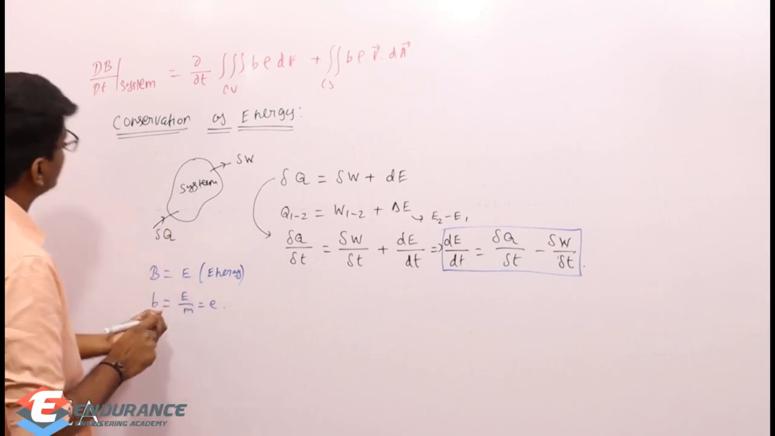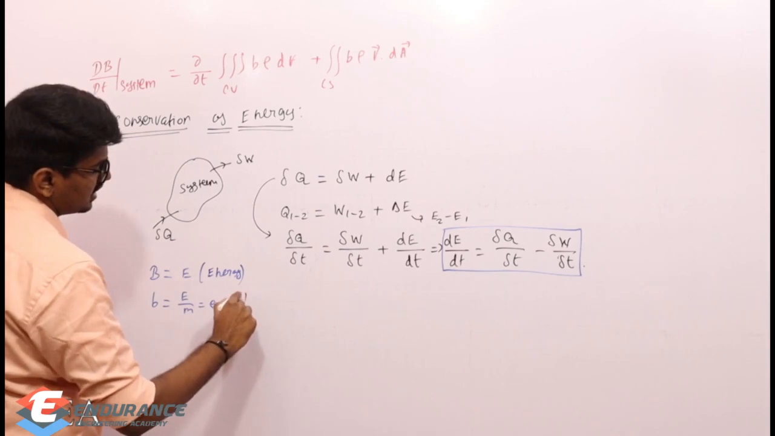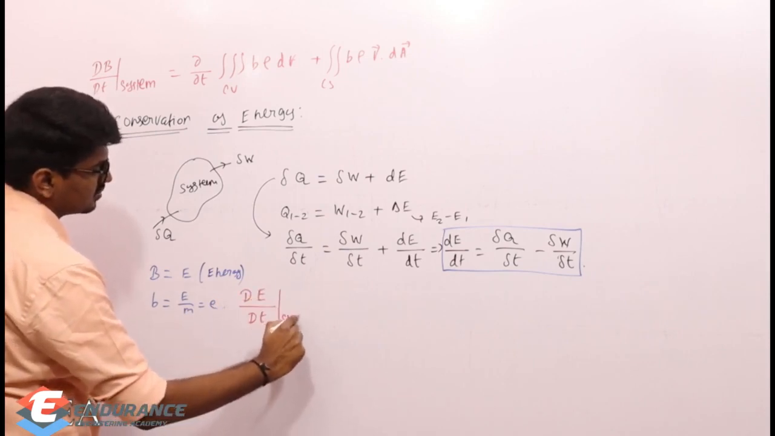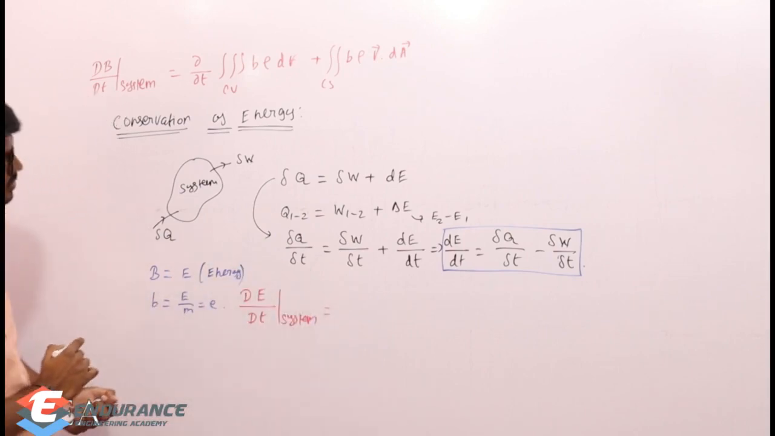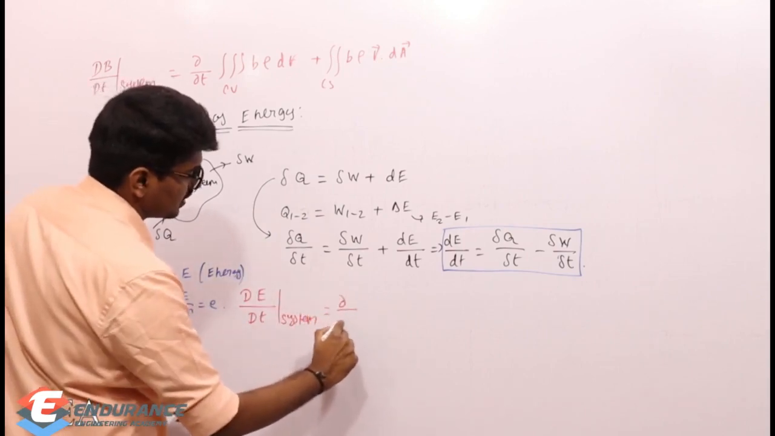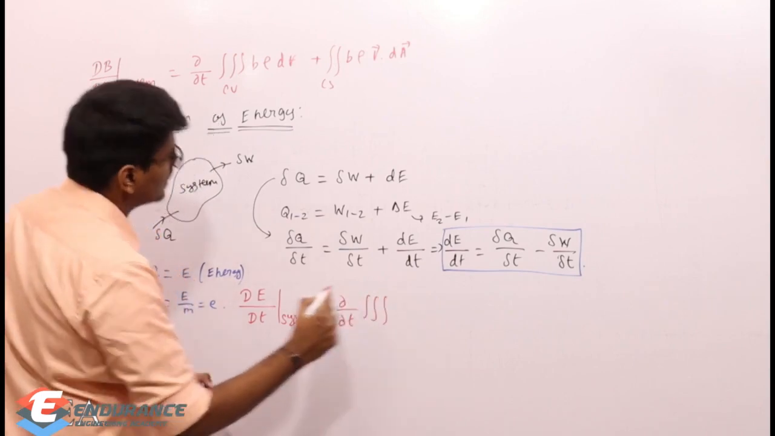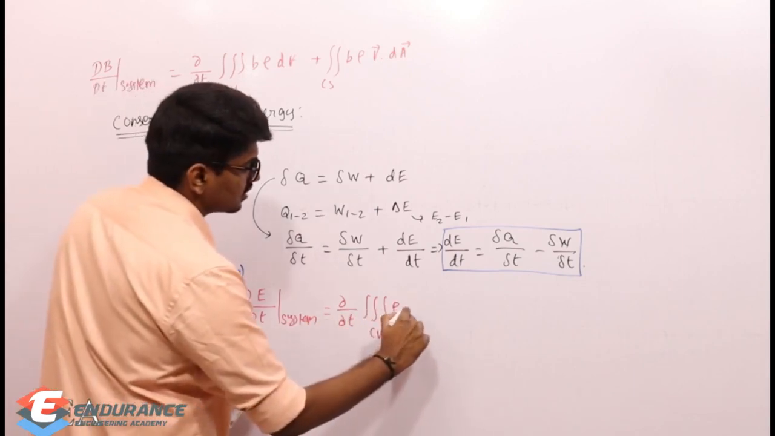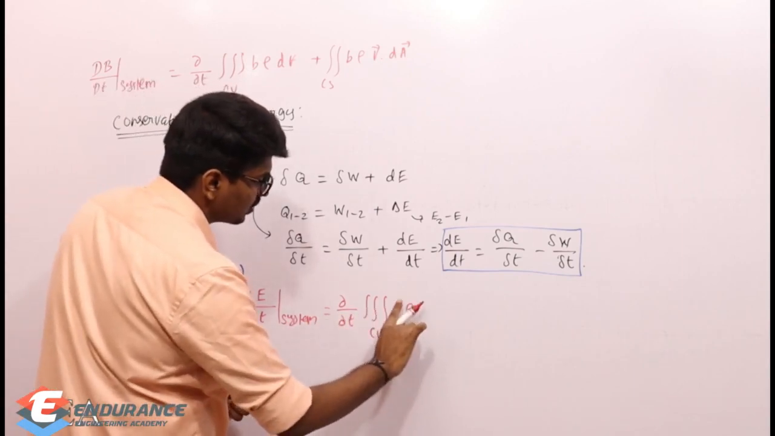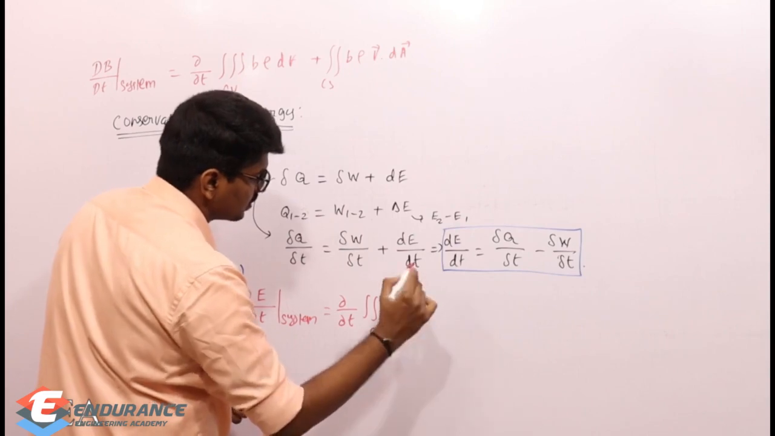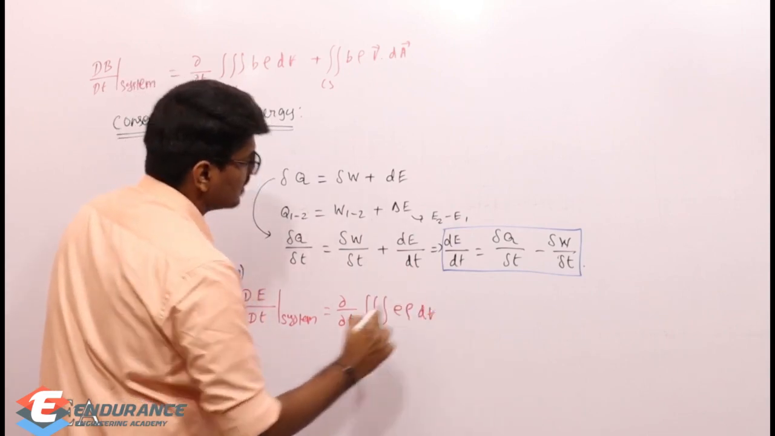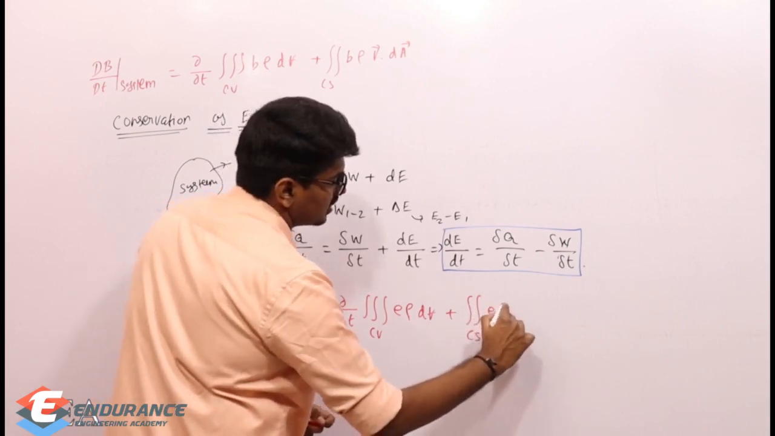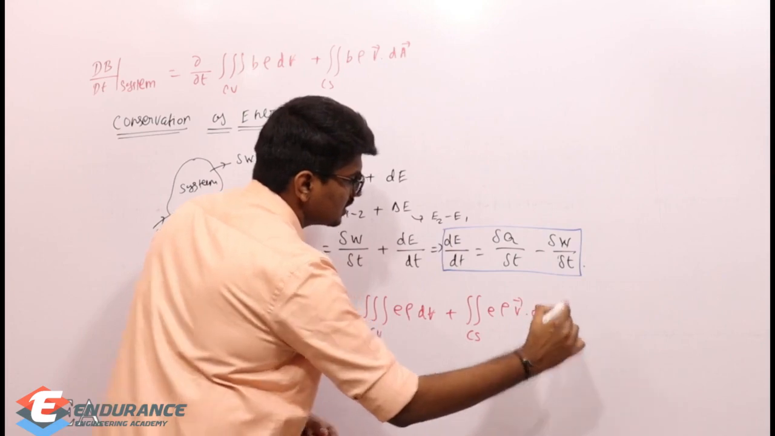Let us check. If I do that, in place of B it will be E, so dE by dt for a system will be equal to dou by dou t of the triple integral, that is the control volume integral, of small e, rho, dV, plus again the surface integral of e times rho V vector dot dA. I'm sorry, this is e; rho and e look similar. This is rho and that is e.